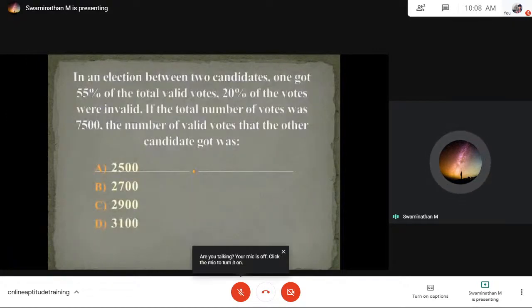Okay, here is a small problem based on percentage. So first I will explain the question.